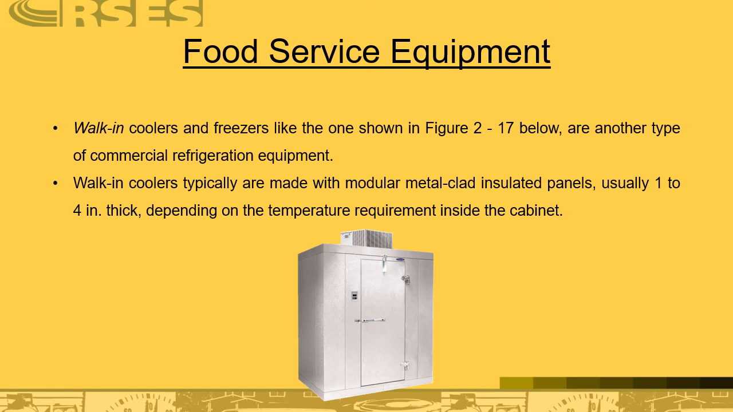Food service equipment, walk-in coolers, freezers like the one shown in figure 2-17 down below. Another type of commercial refrigeration equipment. Walk-in coolers are typically made with modular metal-clad insulated panels, usually 1 to 4 inches thick, depending on the temperature requirement inside the cabinet. Usually these are designed as a knockdown type of construction where they're assembled like you would build a house. These are insulated wall sections that are modularly locked into place, and a floor and ceiling are installed with refrigeration equipment.